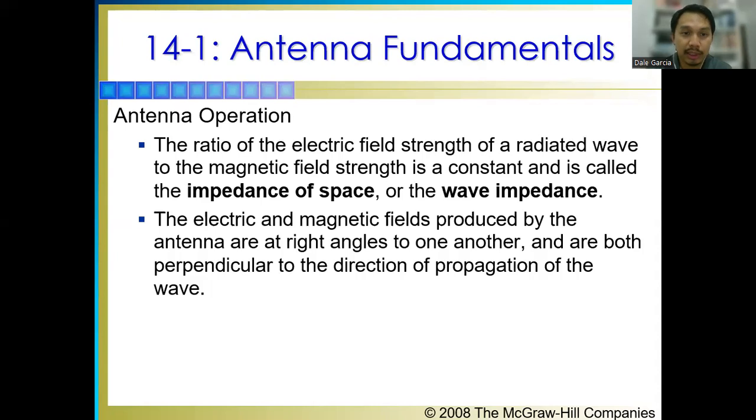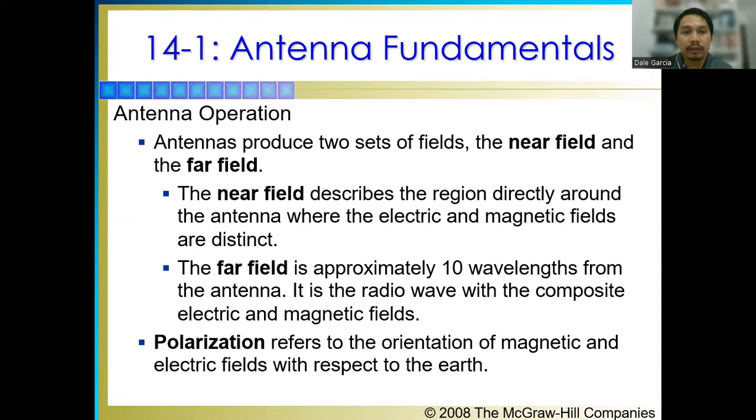Electric field and magnetic fields produce direction. So antennas produce two sets of fields, the near field and the far field. The near field describes the region directly around the antenna where the electric and magnetic fields are distinct. The far field, approximately 10 wavelengths from the antenna, is the radio wave with the composite electric and magnetic field. So sa near field, sort of separate pa si magnetic ug si electric field. At sa far field, nag-blend na sila.